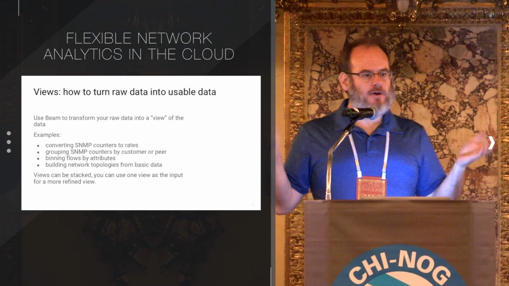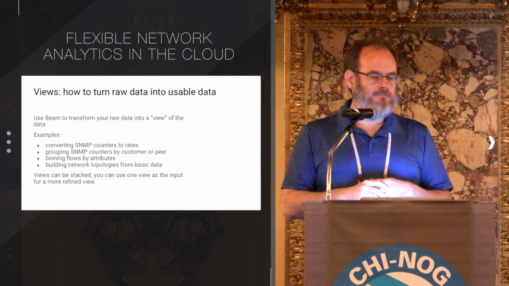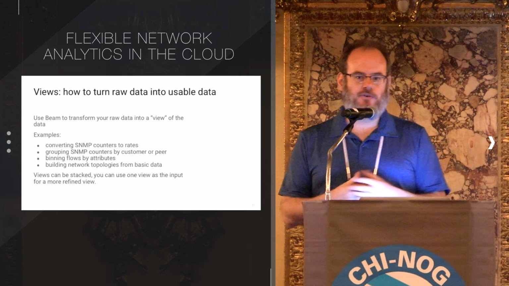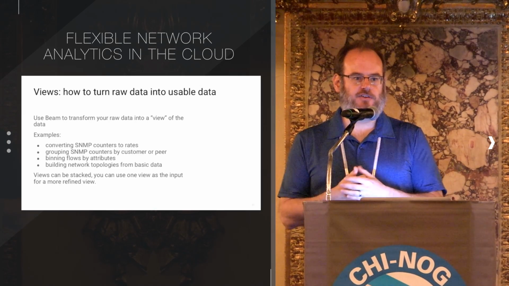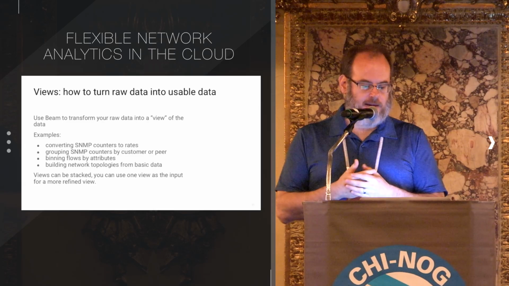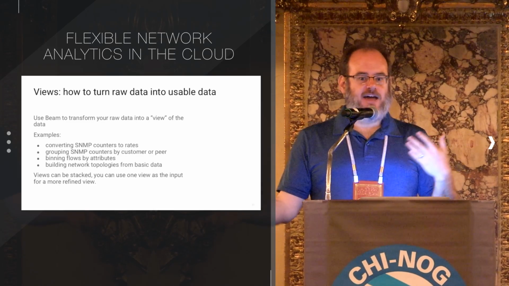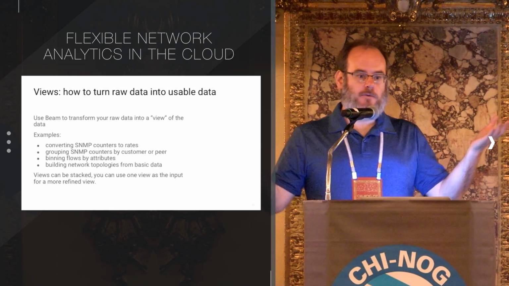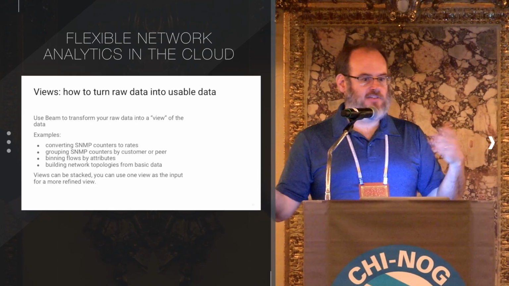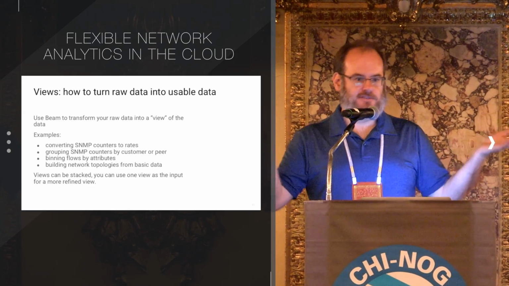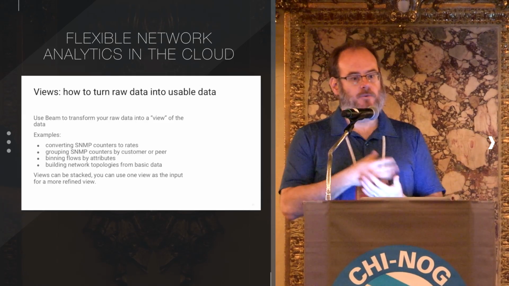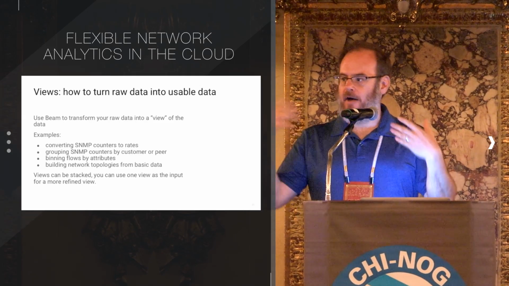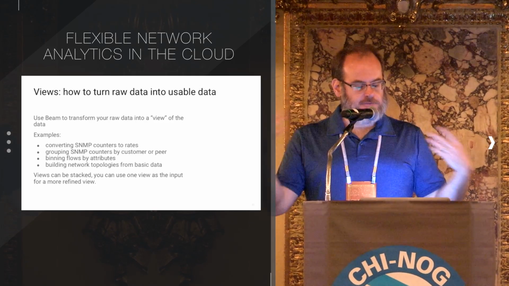Okay, so that's great. Raw data is important to this, but raw data isn't particularly useful to human beings, right? It's very difficult for us to look at raw data. For example, you don't want to be thinking about IF indexes when you look at your interface statistics, right? No one remembers that IF index 37 is actually XE000. That's just something we don't want to do. So if you have raw data, you need a way to make it more presentable, more palatable to human beings. And that's what these views are about.